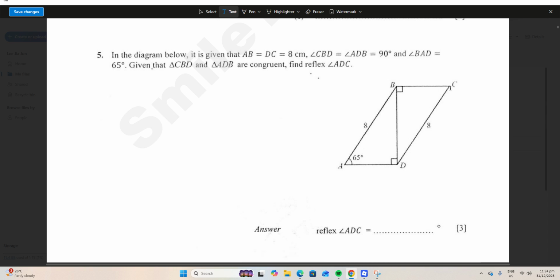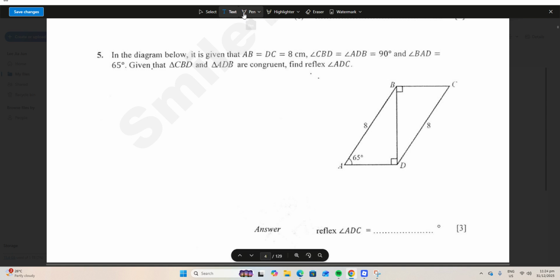CBD and ADB, they're congruent, right? What does congruent mean? Basically, it just means they are the same triangle. They have the same angles and the same length and breadth, basically exactly the same. It means they can be overlapped onto each other. Okay, so find the reflex angle ADC. What's reflex? Reflex is the larger angle. Angle ADC will be this angle.